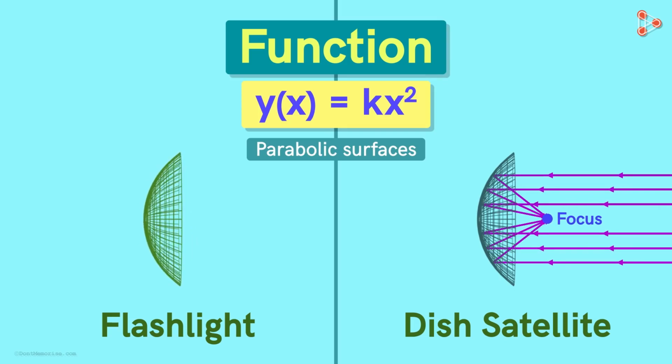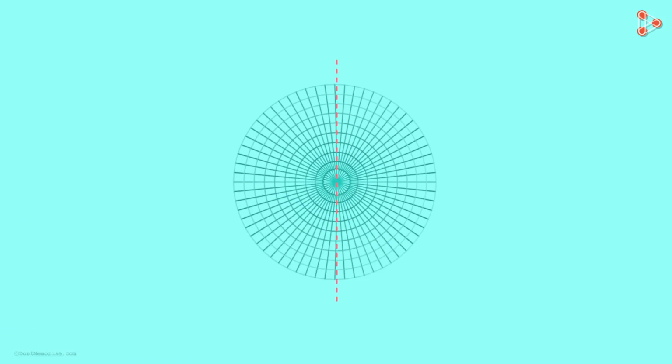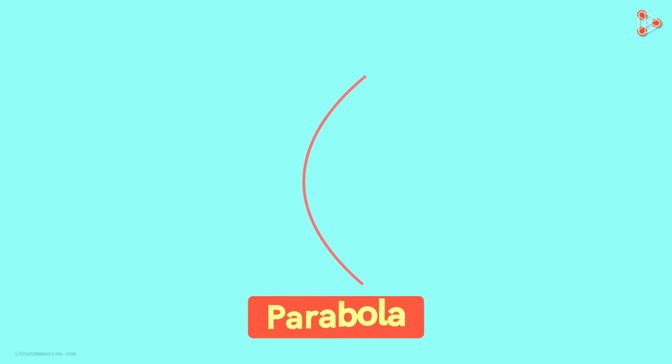And in the case of a flashlight, it's the opposite. The bulb inside is located at the focus point. When we turn it on, all the light rays, instead of spreading in all directions, get reflected in the forward direction. Now look at the cross-section of the curved surface. Notice that the whole surface is made up of curves which look like this. We've seen earlier that this type of curve is called a parabola.